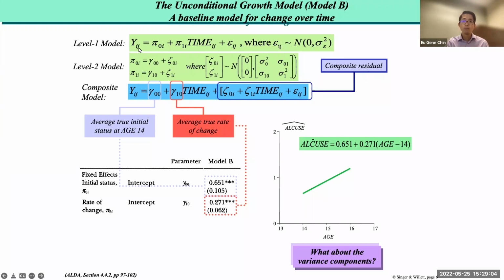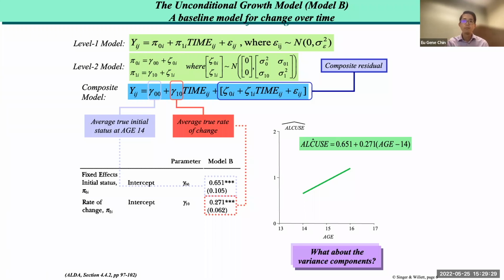At the level 1 model, the estimated alcohol use for person i at time point j is a function of two fixed effects. We've got pi subscript 0i, which is the estimated true intercept for the individual change trajectory. And we've got pi subscript 1i, which is the estimated true change in alcohol use per unit of time for the individual.